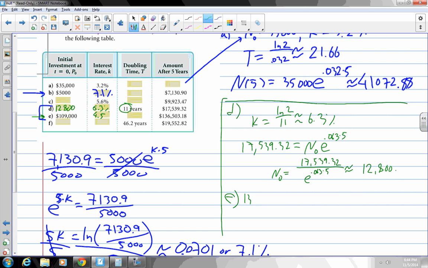You have 136,503.18 equals 109 e to the power k times 5. Because again, we know it took 5 years to get to that column. So then you solve for it and you get k is 4.5. Knowing that, you can find the doubling time, right? So I'm not going to solve this, we just did that one. So the doubling time then is ln of 2 over 0.045, which is a little over 15 years, 15 years.